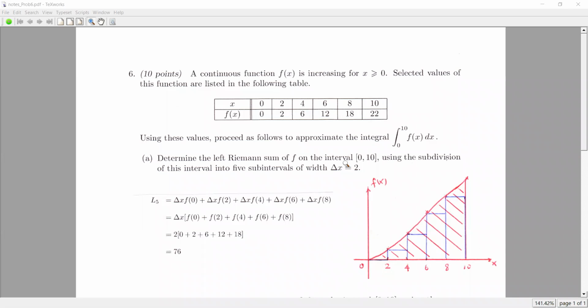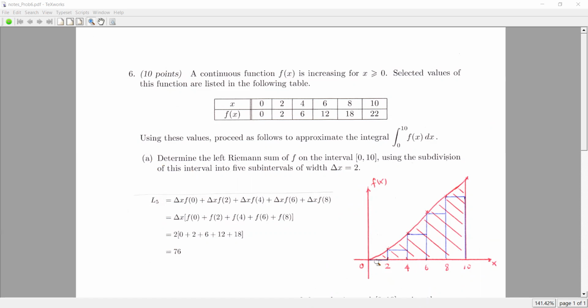In this part, the interval 0 to 10 is evenly divided into 5 subintervals. On each subinterval, build a rectangle by using the function value at the left end point of the subinterval as height. Then sum up the areas of the 5 rectangles. The sum is the left Riemann sum in part A. The notation is L5. L means left. 5 means the number of the rectangles.